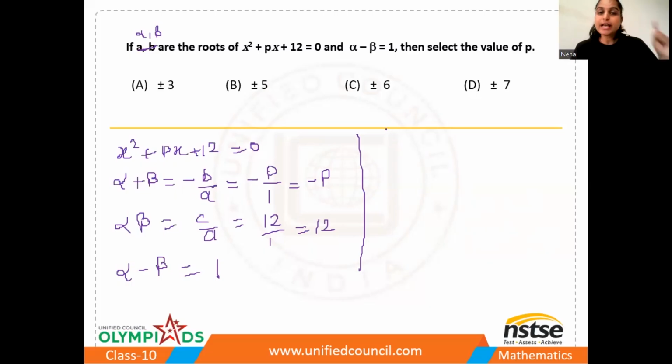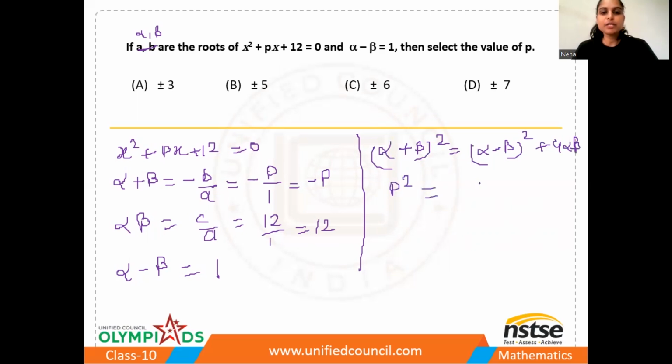So, my dear students, I have alpha plus beta, I have alpha minus beta, I have alpha into beta. So, I know one relation between these terms, that alpha plus beta whole square is equal to alpha minus beta whole square plus 4 alpha beta, right? So, alpha plus beta whole square, it is 3 square.